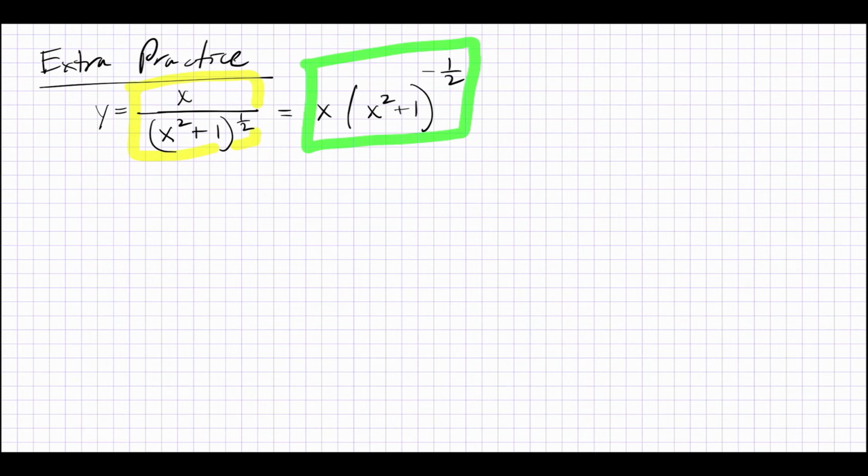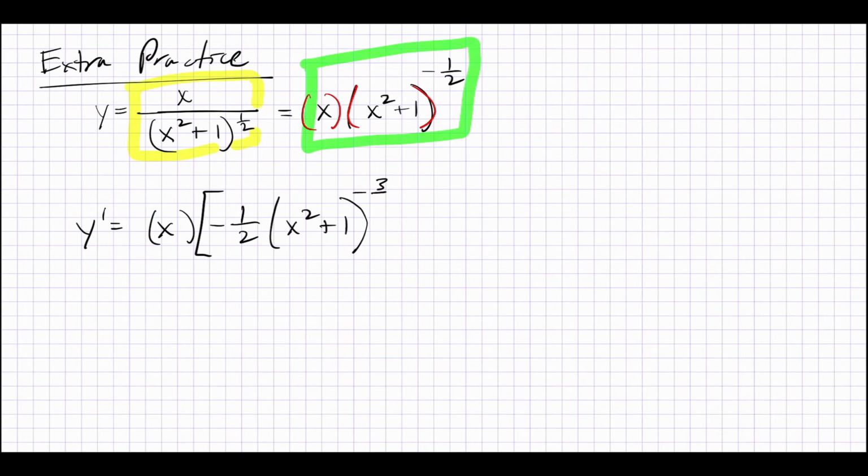Okay. So I'm going to do the green. The green means product rule. So I have x times this guy to the negative 1/2. The product rule says the first one times the derivative of the second. Well, the derivative of the second is a chain rule problem. So I have to move negative 1/2 to the front, keep everything the way it was, and subtract a power, you get negative 3/2.